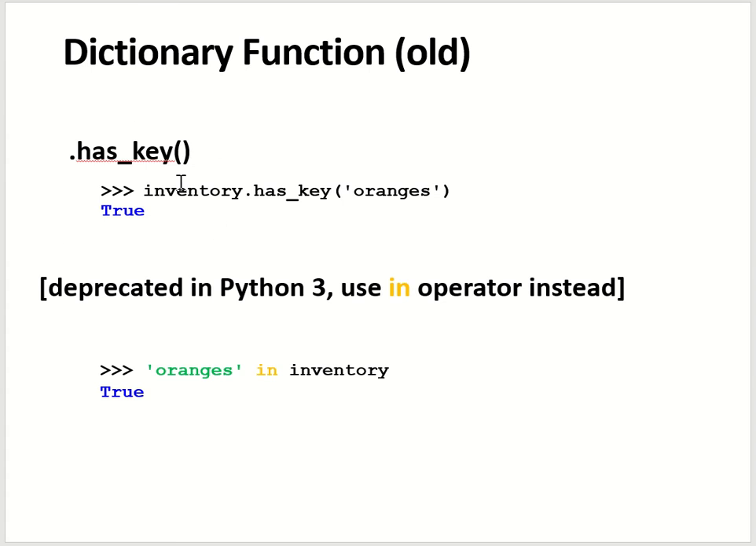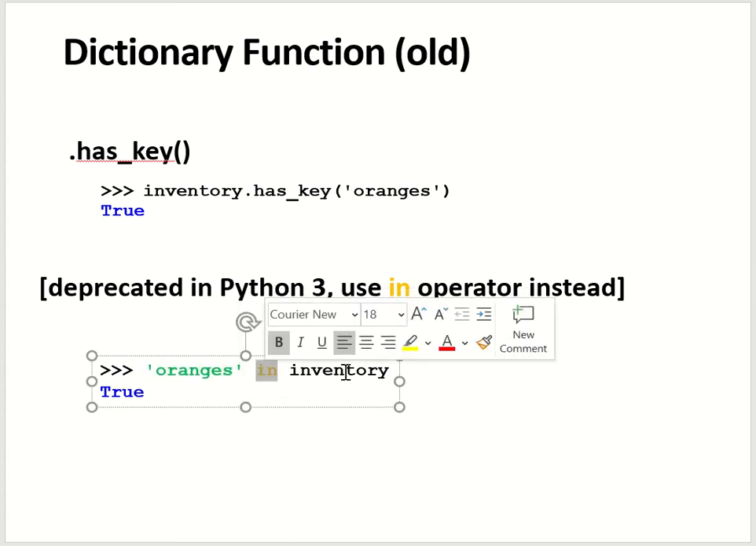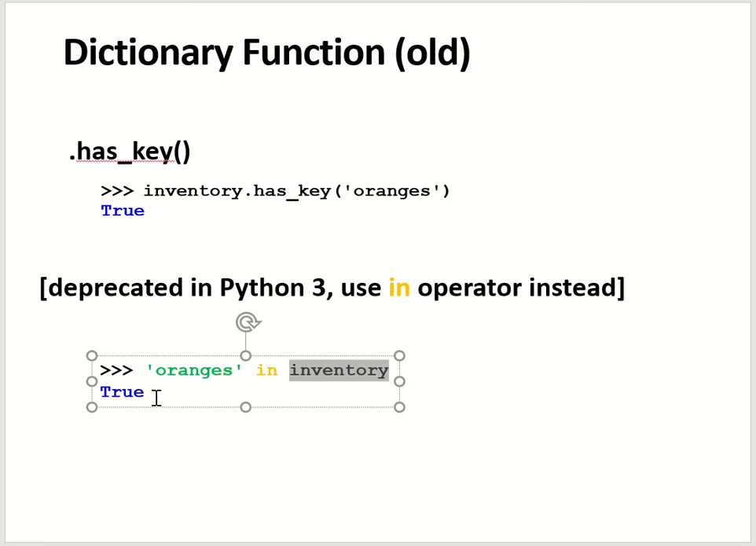In Python 2, you can call the has underscore key method on your dictionary to return a Boolean value indicative of whether or not that key is a key in the dictionary. In Python 3, you simply reference the name of the key value in the name of the dictionary, and that will return a Boolean, true or false.